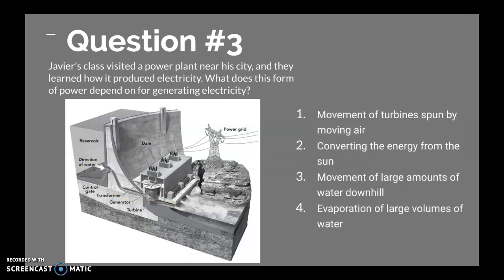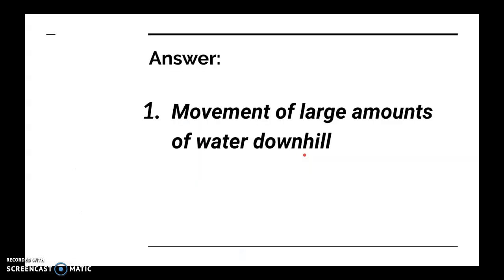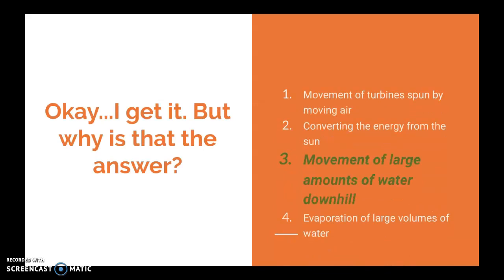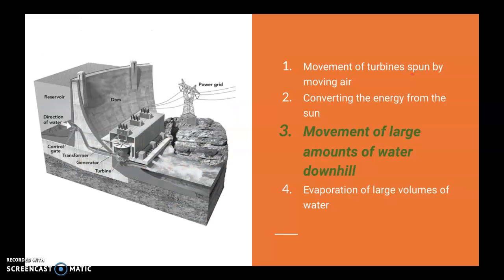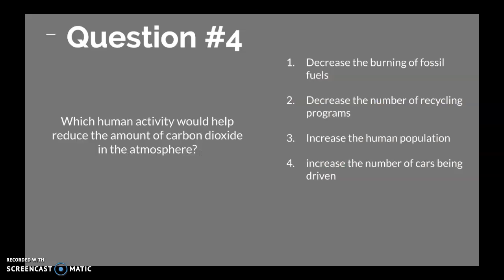You're asked to choose, what does this form of power plant depend on for generating electricity? What does it depend on? Okay, let's see. It depends on the movement of large amounts of water downhill. Okay, I get it, but why? Okay. The movement of turbines spun by air. Do you see any air being moved? No. Converting energy from the sun. Do you see solar panels? No. Movement of large amounts of water downhill? Ding, ding, ding. Yes. Evaporation of large volumes of water? Pack your bags. Not today. Okay? Next up, number 4.